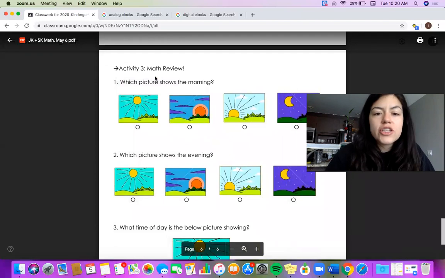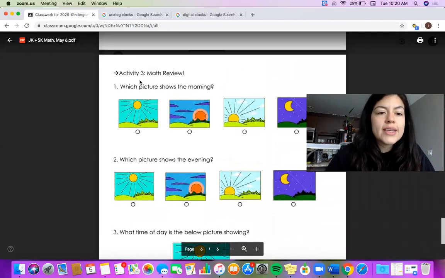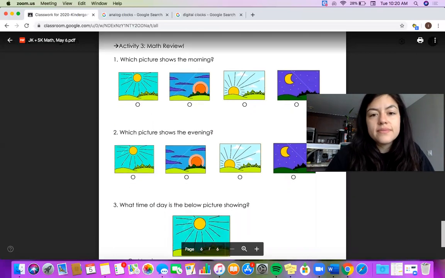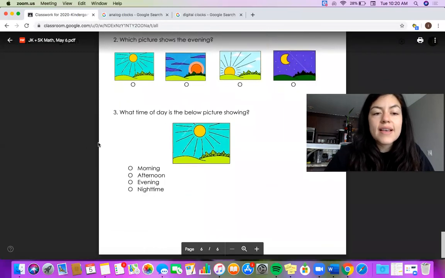And then the last page, I just put some extra review for you SKs. It's going over time of day again. Number 1, which picture shows the morning? Number 2, which picture shows the evening? And number 3, last question, what time of day is the below picture showing? Morning, afternoon, evening, or nighttime?